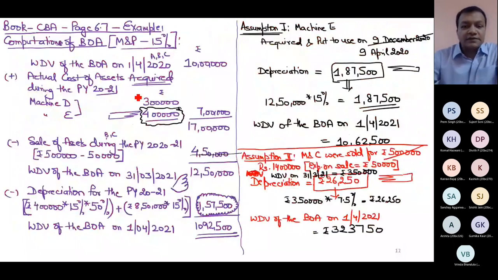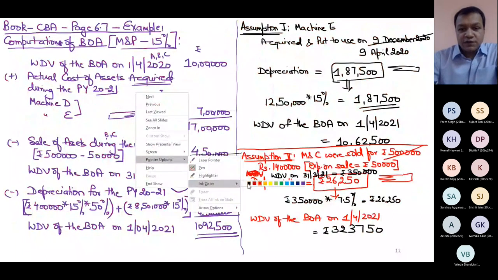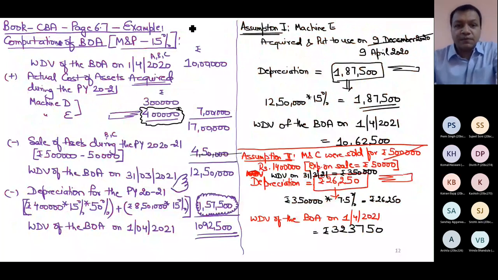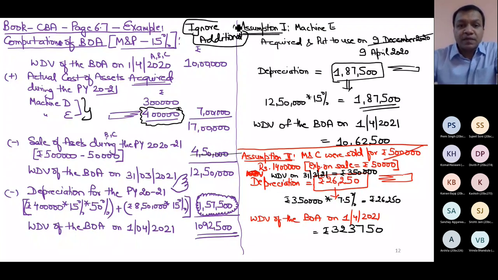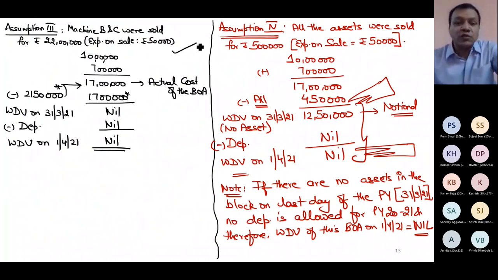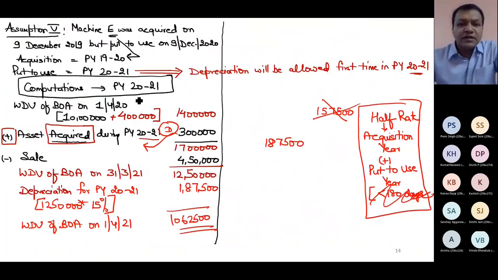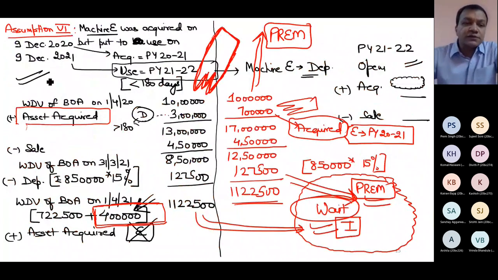See, in the main question, there was a line which was used: ignore additional depreciation. That is why I didn't charge additional depreciation, though every time I have purchased a new machine, D and E. The same ignorance was followed in assumptions 1 through 6; I didn't charge additional depreciation in any of them.